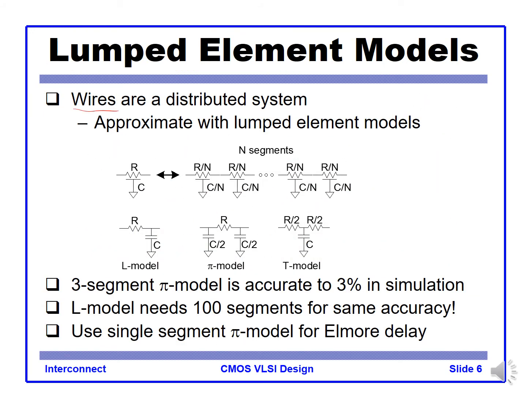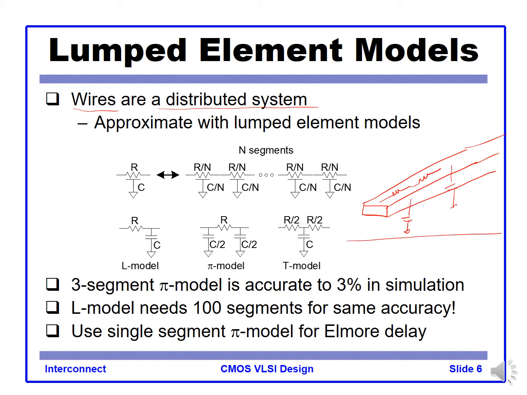So a wire itself is a distributed system. Consider that we have a line running. Each section will have a resistance and also a capacitance to the substrate. So this is kind of a distributed system. We model that wire as a distributed N-segment wire, with resistance and capacitance.